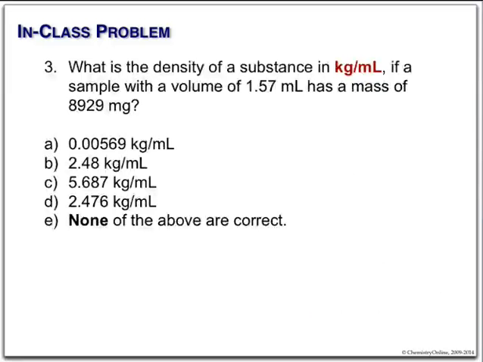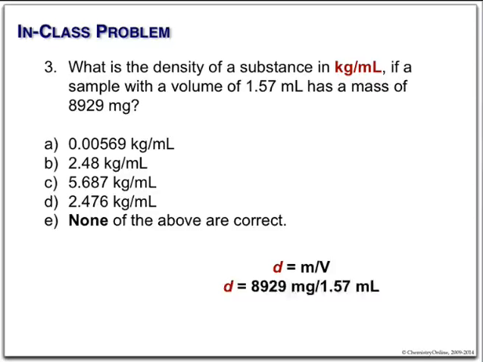What is the density in kilograms per mil, if we have a sample with a volume of 1.57 mils and a mass of 8,929 milligrams? Well, density, mass divided by volume, no problem there. We are given a mass and we are given a volume.